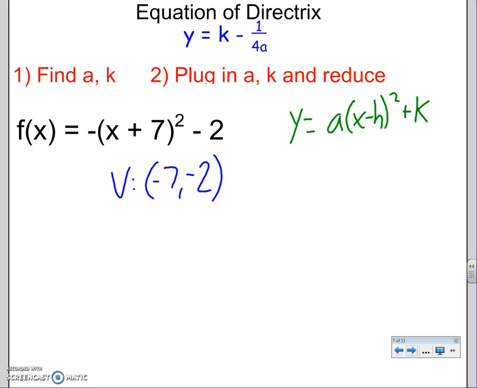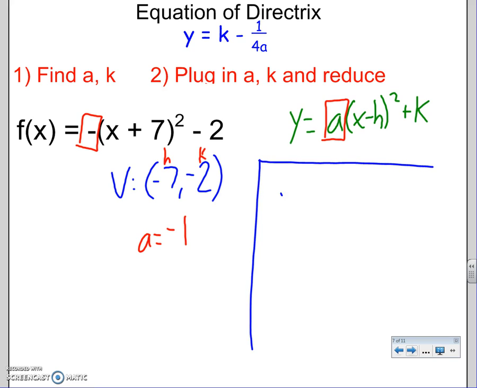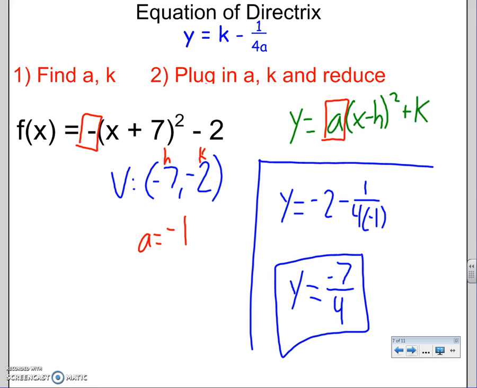Alright, so I have my h and k, but I don't need h, and my a would be the thing in front of the parentheses. So this is really a negative 1. So with a and k, we're going to go ahead and put that in the formula. So the formula is up there: y equals k, which is negative 2, minus 1 over 4 times a, which was negative 1. Put it in your calculator, you get y equals negative 7 over 4. And that's it.